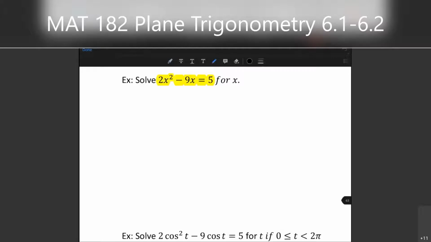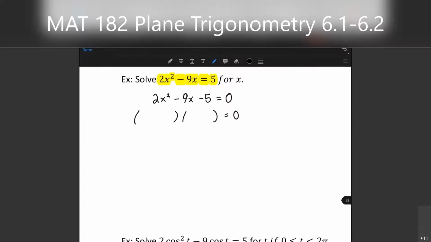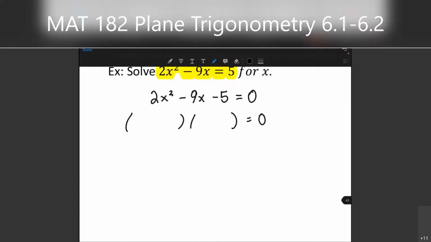So if I wanted to set this equal to 0, first, I'd subtract 5 on both sides, just to have a 0 on the right. Now, if I wanted to consider whether this factors into a binomial pair, there's a couple things to consider when we think about factoring here.